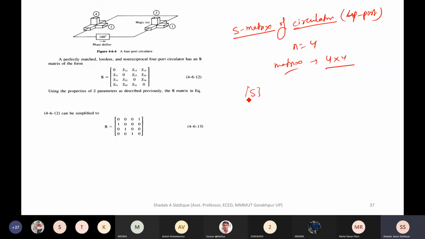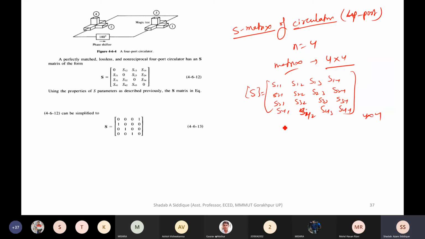So the matrix dimension should be 4 cross 4. I'll have the S matrix written in this form: S11, S12, S13, S14, then S21, S22, S23, S24, again we have S31, S32, S33, S34, then we have S41, S42, S43, S44. So you can see this is a 4 cross 4 matrix.